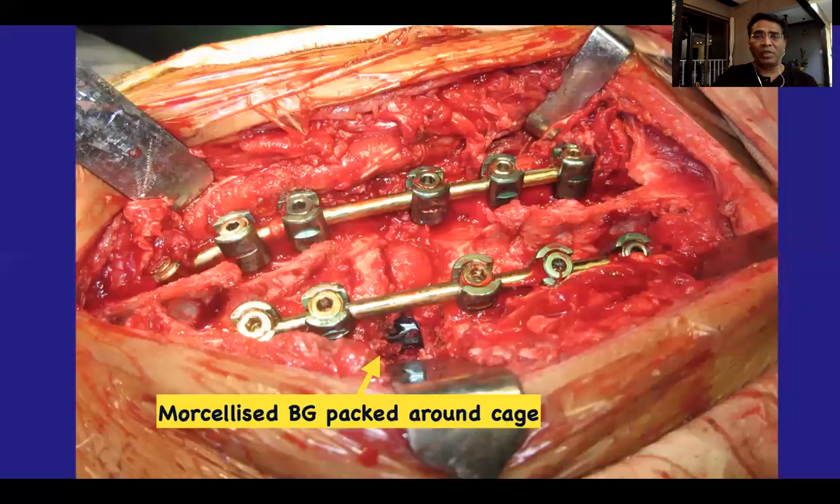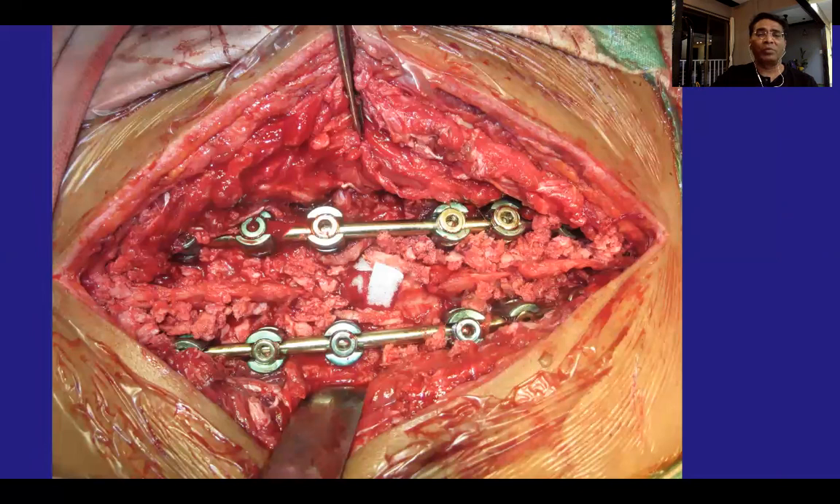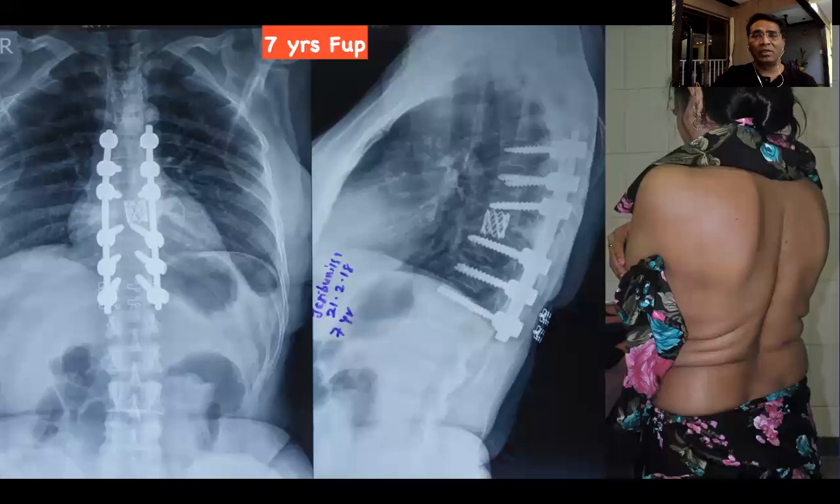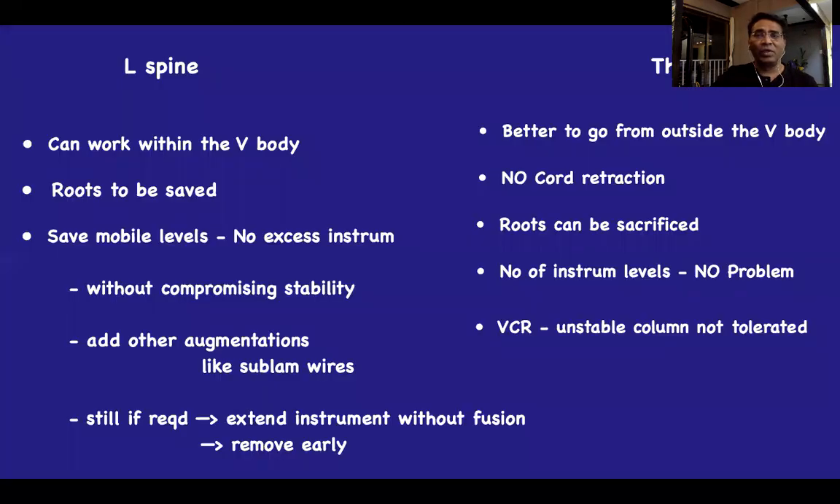Apply compression over the cage, and then you put in morcellized bone graft around the cage, and a lot of bone graft on the posterolateral side also. And that's how the final correction almost is. And this is a 7-year follow-up. So in the thoracic spine, it's better to go from outside with no cord retraction. The roots can be sacrificed and the number of instrumentation levels is not a problem there.